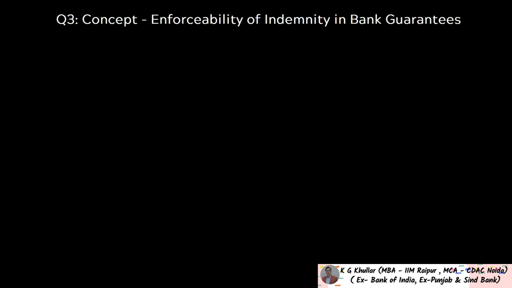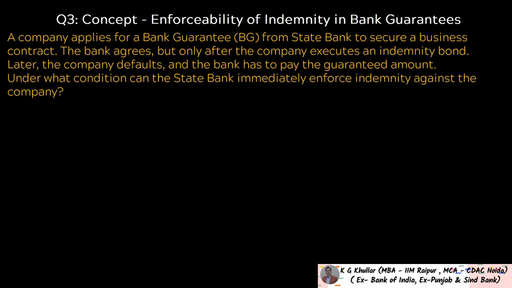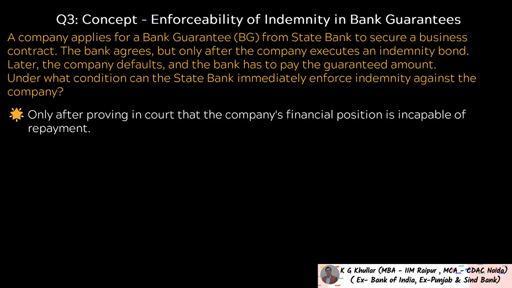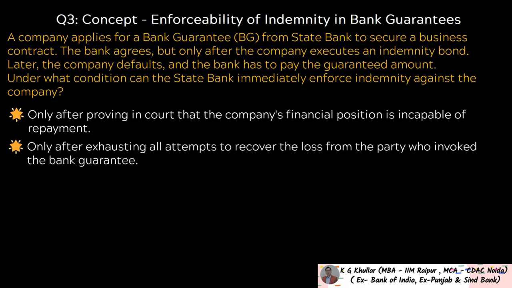The next question is from the concept of enforceability of indemnity in bank guarantees. And the question is, a customer applies for a bank guarantee from the State Bank to secure a business contract. The bank agrees, but only after the company executes an indemnity bond. Later, the company defaults and the bank has to pay the guaranteed amount. Under what conditions can the State Bank immediately enforce indemnity against the company?